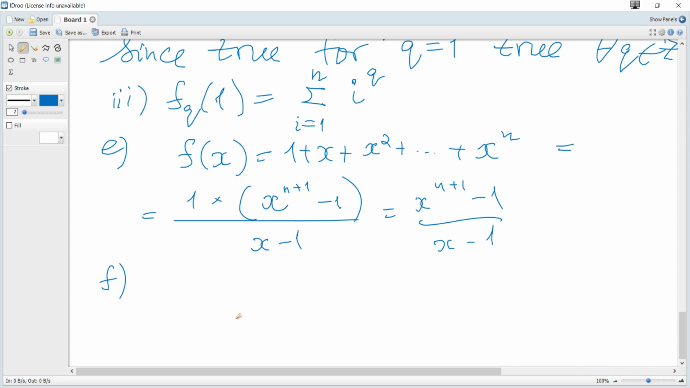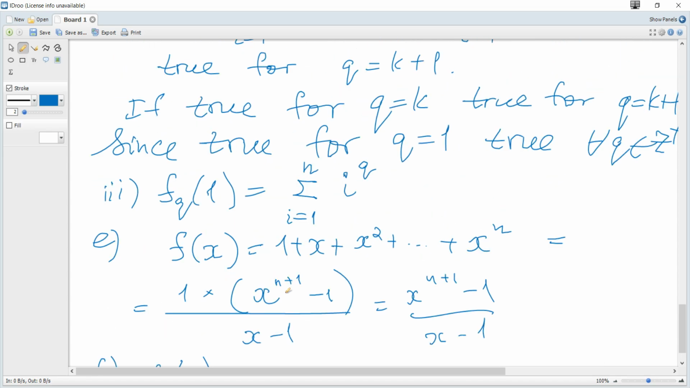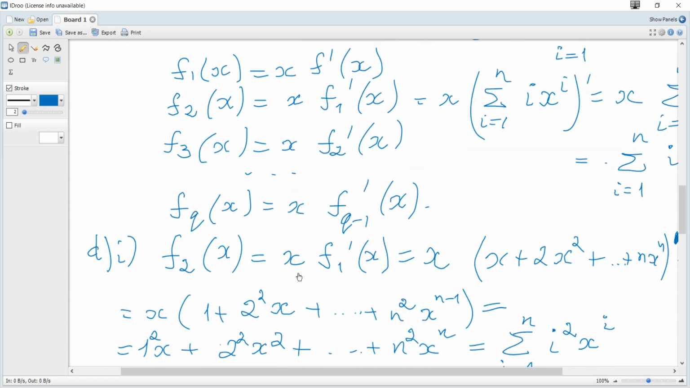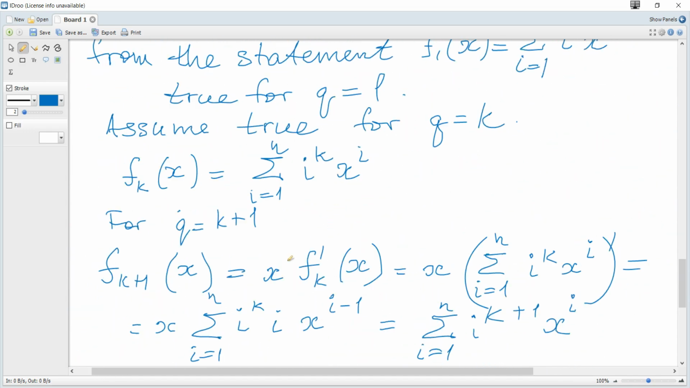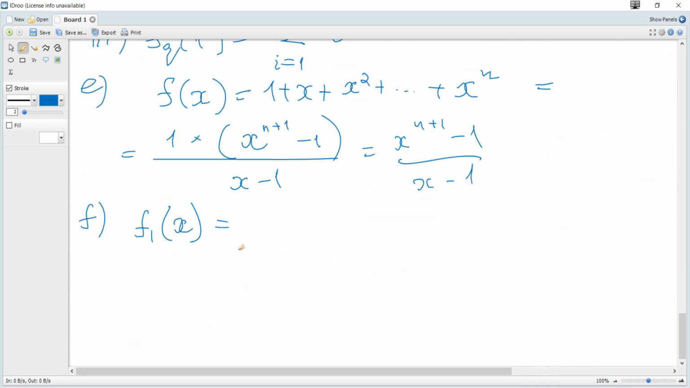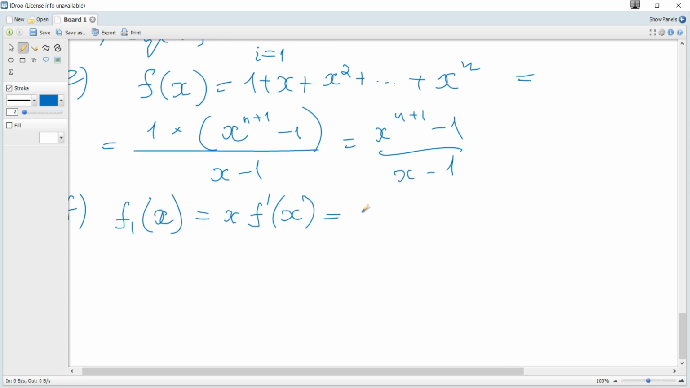For x not equal to 1, show that f1 of x is equal to a given expression, 3 marks. So we should consider f1 of x, and what is f1 of x? From this part, f1 of x is x times the derivative of f, so it becomes x f prime of x, and x multiplied by the derivative of this function. We can see the division, so we should apply the quotient rule.